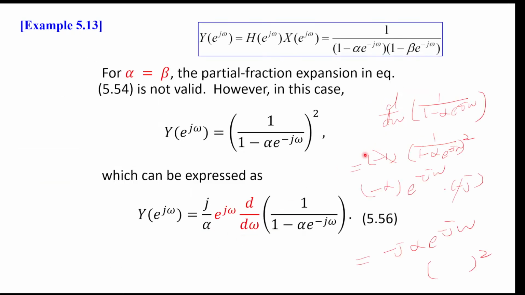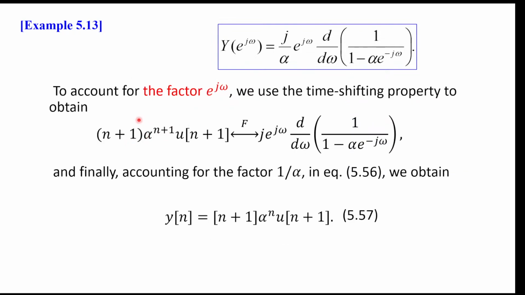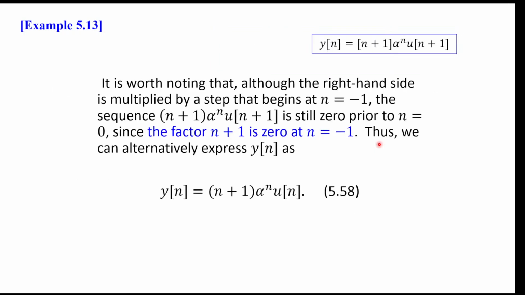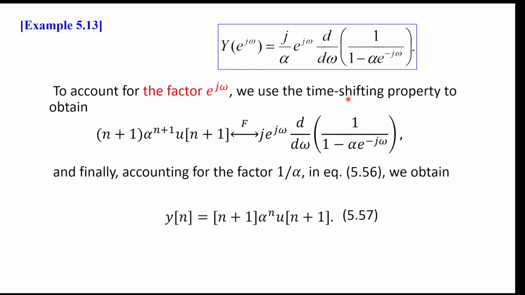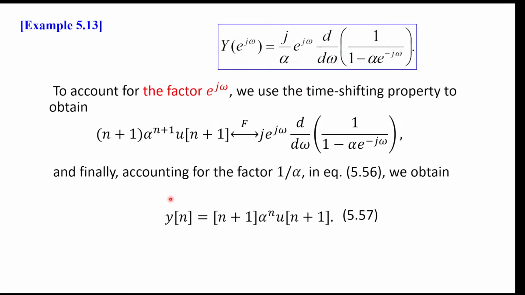and we derived the Fourier transform of the second order term with the differentiation property, and we see this is more involved than chapter 4 because you also need to account for this e to the j omega using this time shift property. Okay. But in the end we get that the Fourier transform of this second order term is n plus 1 alpha to the n u of n, and basically you get this extra n plus 1 term. And you can use a similar calculation to see what's the Fourier transform of the third order term, fourth order term, or higher order term.